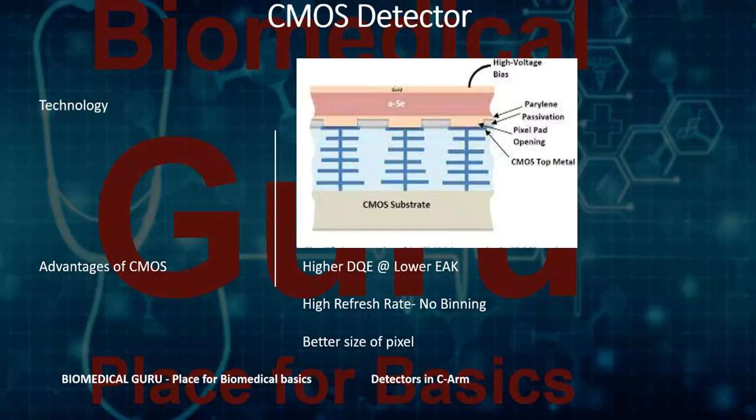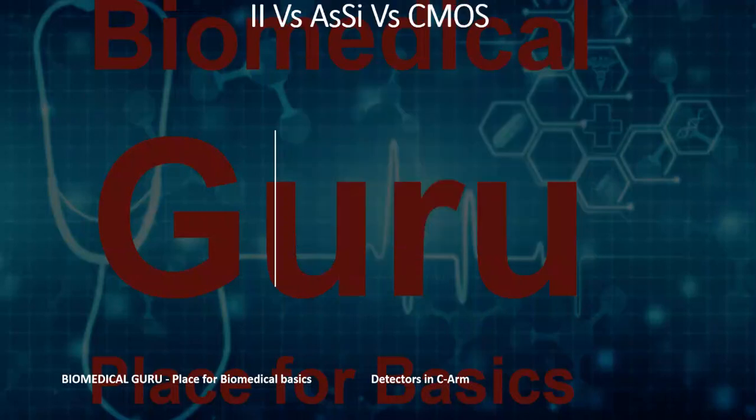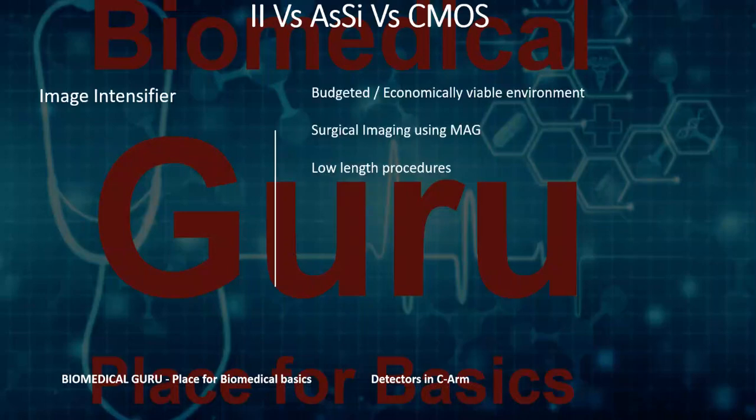And also CMOS detector has high refresh rate and no binning, which means even if you record 30 frames per second in fluoro mode, you won't get any visual lag. And another advantage is you can get better pixel size in CMOS, because CMOS detectors are made with 1.5K and 2K imaging sizes also.